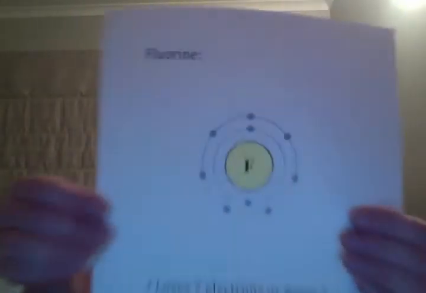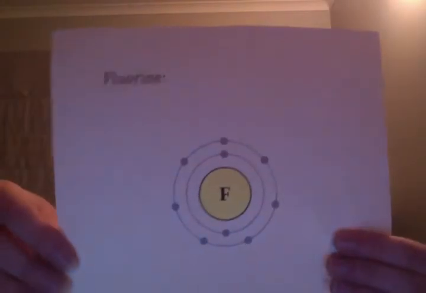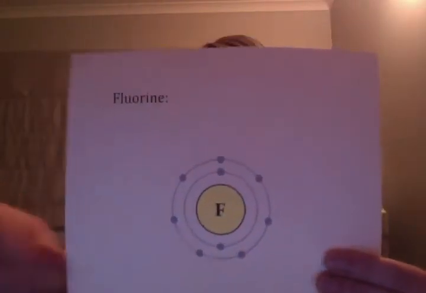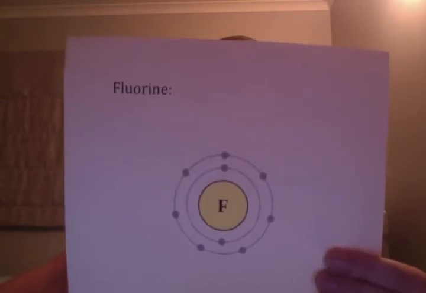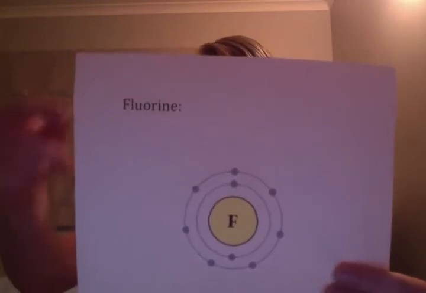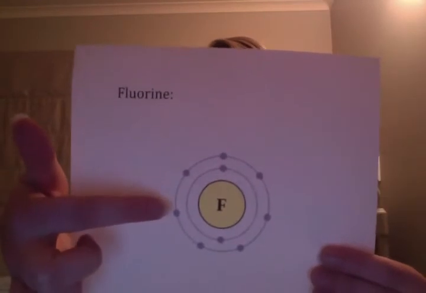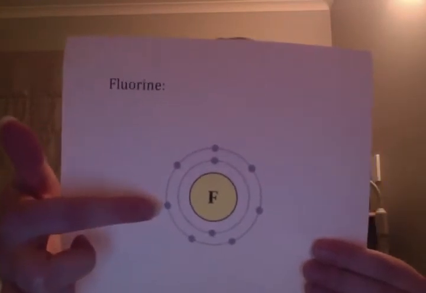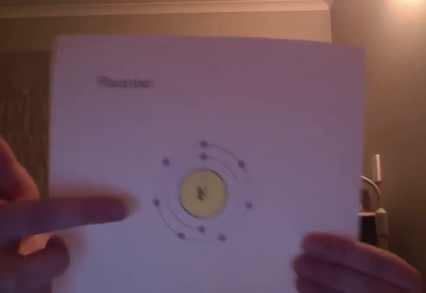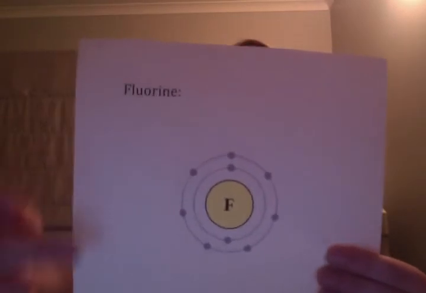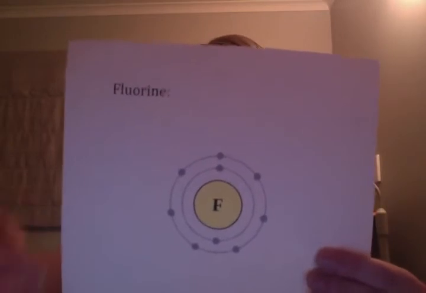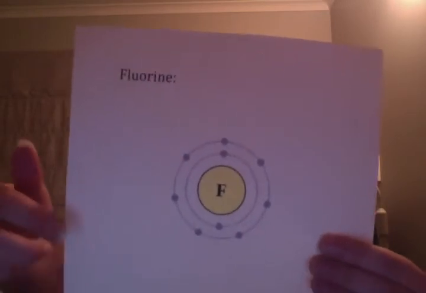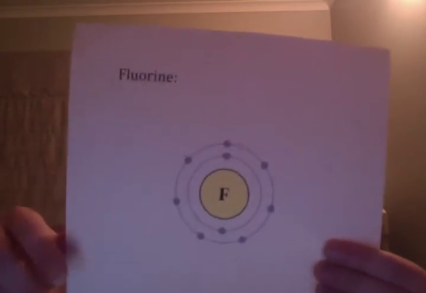Another example of this is fluorine. Fluorine is the opposite. Due to its position on the periodic table, it has 7 electrons in its outer shell, which means it could gain 1 electron in the outer shell and have a valency of -1 because it would have 1 more electron than proton, or it could lose 7 electrons for a valency of +7.